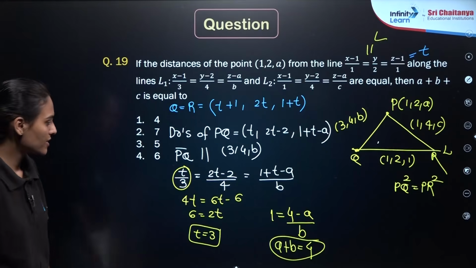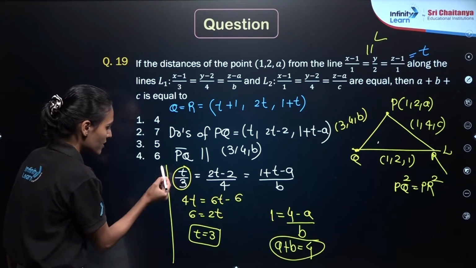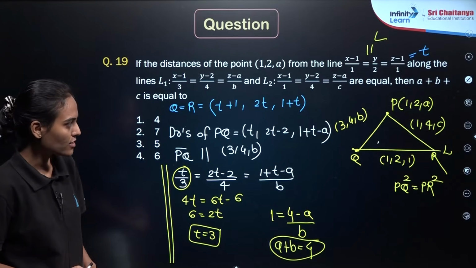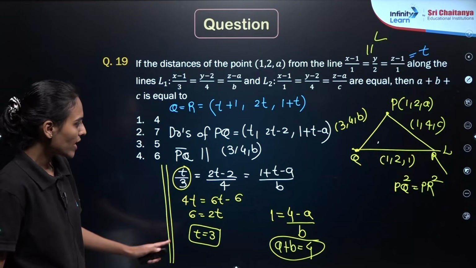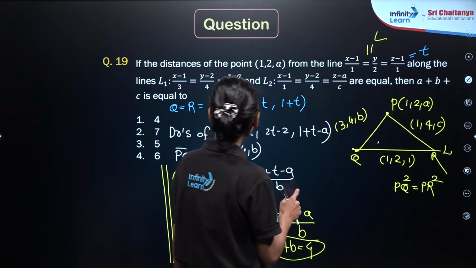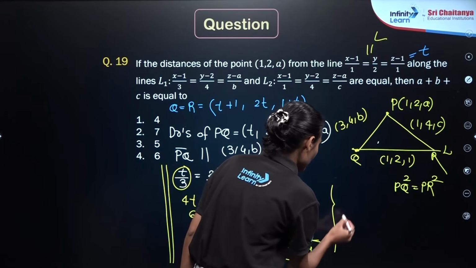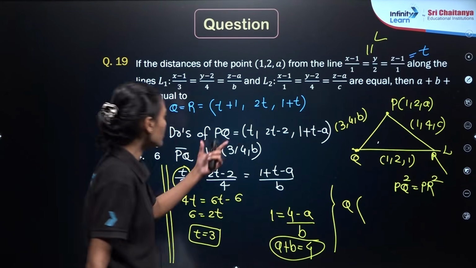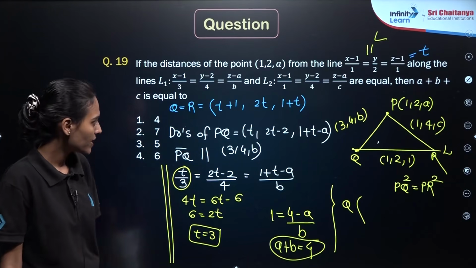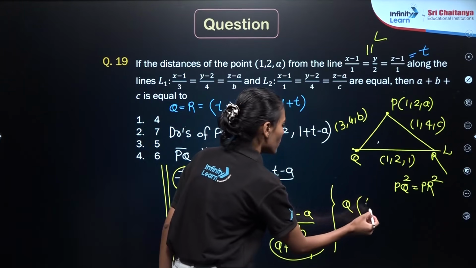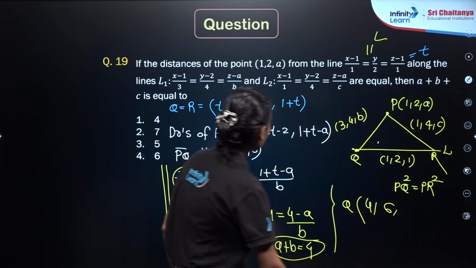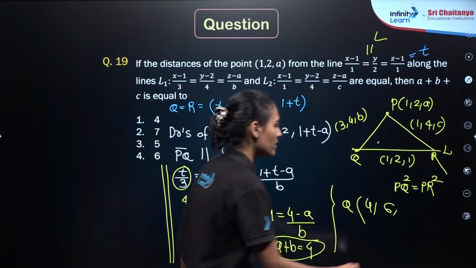Yes, so we got these relations. Now let us apply the same logic to calculate for the second line as well. As T is 3, we know point Q. So you will get point Q. Here you substitute T as 3. If you substitute T as 3, you will get 3 plus 1, 4, then 3 into 2, 6, and then again 3 plus 1, 4.